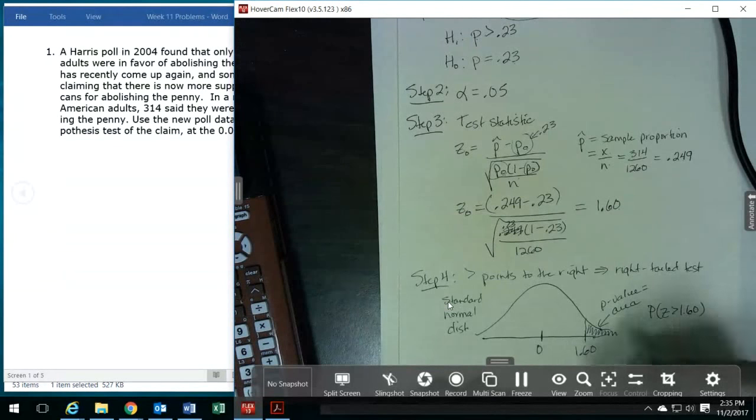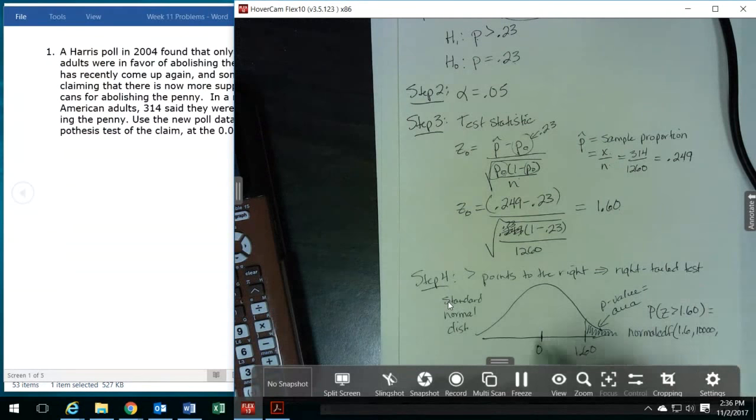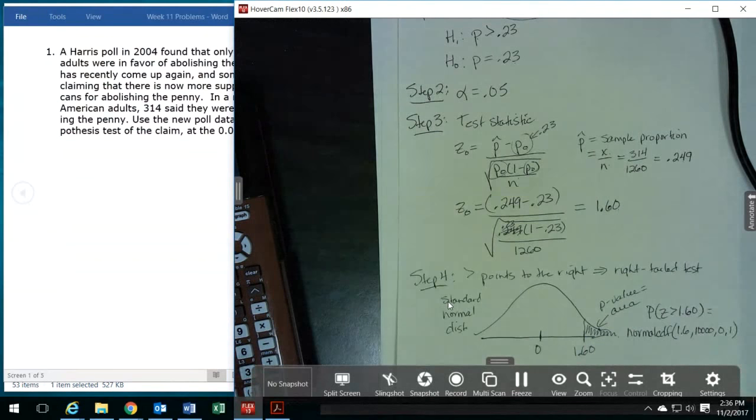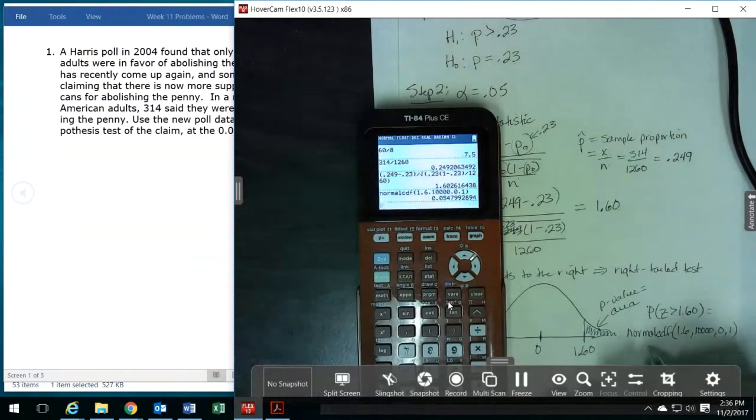So to do that, I'm going to use my normal CDF function. I'm going to put in 1.6 for my lower bound, a big positive number for my upper bound, and then since this is a standard normal distribution, I'm using 0 for my mean and 1 for my standard deviation. So what I came up with was 0.0548.